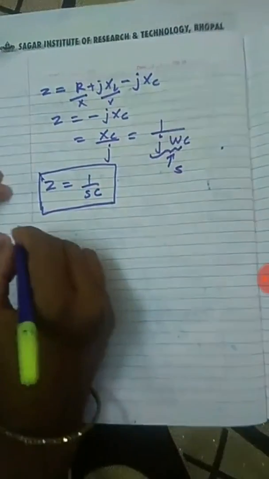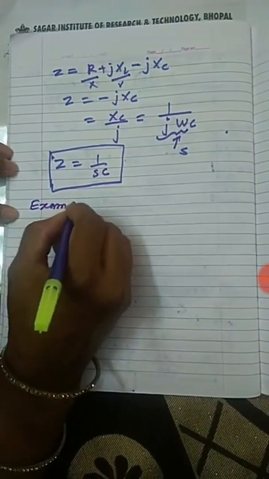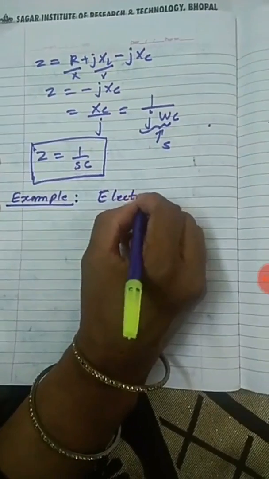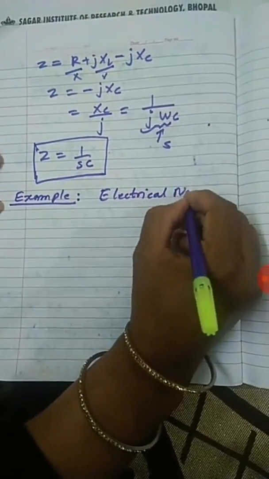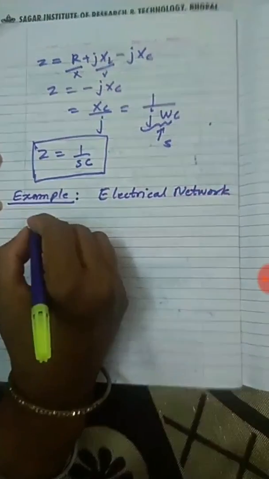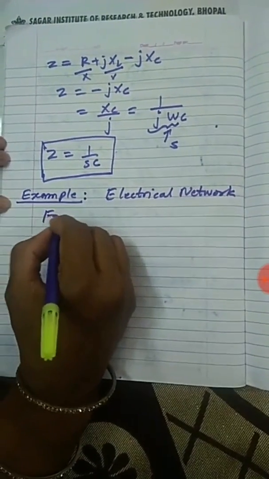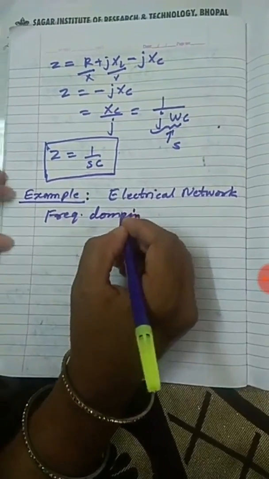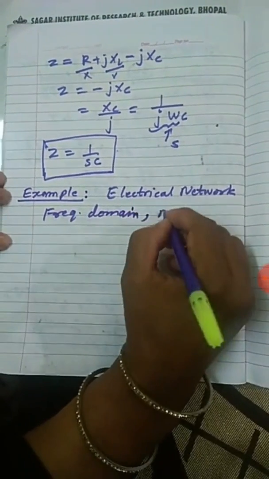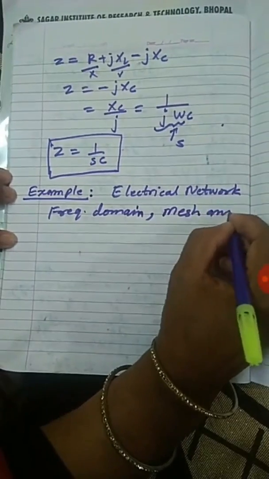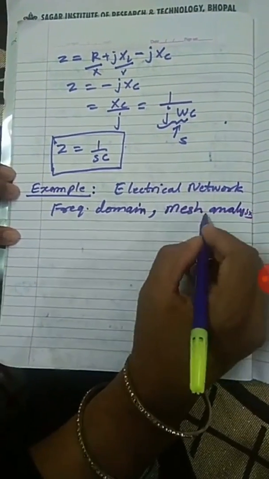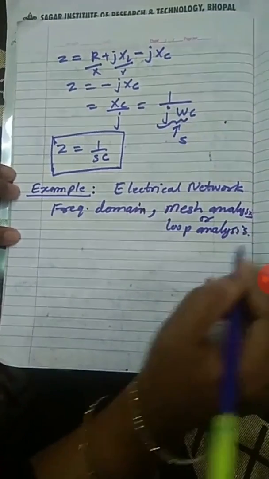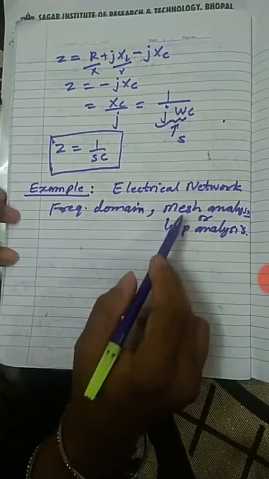Now I am taking one example of the electrical network. Now I am doing the discussion of this electrical network in frequency domain, that is in terms of S. For this purpose, I can apply either mesh analysis or loop analysis. I can also apply nodal analysis. First I am taking mesh analysis.